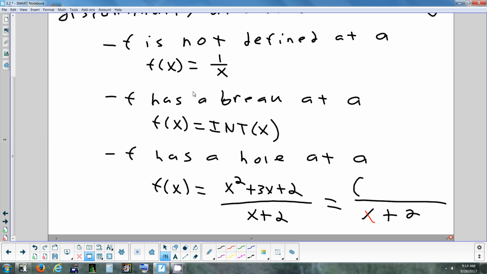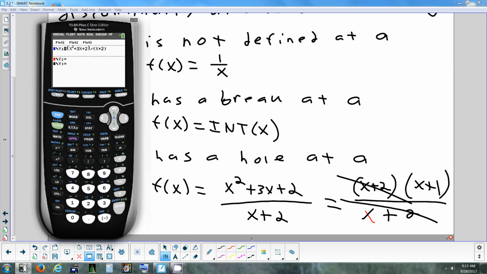How does the top factor? X squared plus 3x plus 2. X plus 2 and x plus 1. Yeah, x plus 2, x plus 1. So basically what happens is the x plus 2 cancels out, and if you graph y equals x plus 1, that's basically exactly what your graph is going to look like, except that there's a small hole in the original.